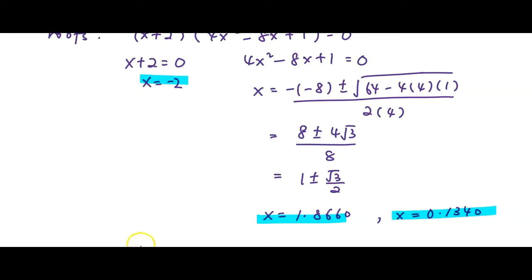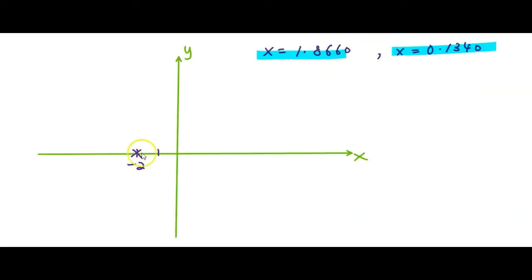You need to plot these values on your x-axis. So this is your first point, your first root, x equals -2. And the second root, I will plot the 1.8660, roughly somewhere here. And the third root, 0.1340, is very close to the origin. I just label this as 0.1340. So now the graph passes through these three points.